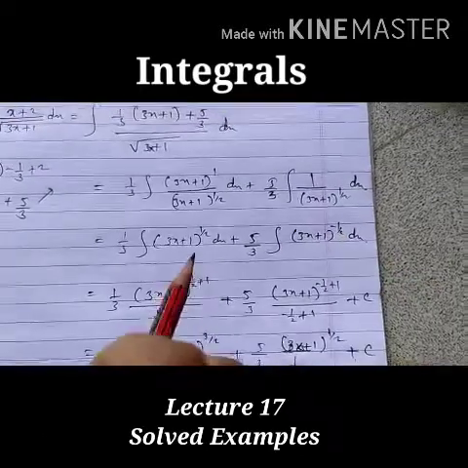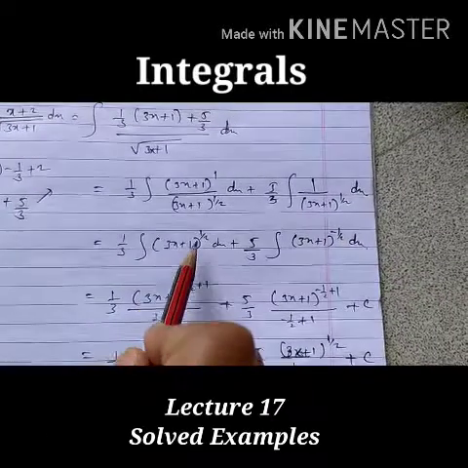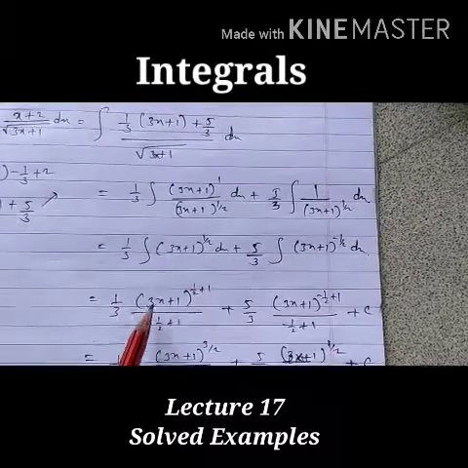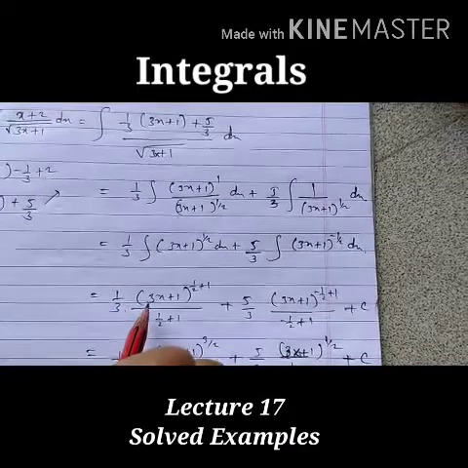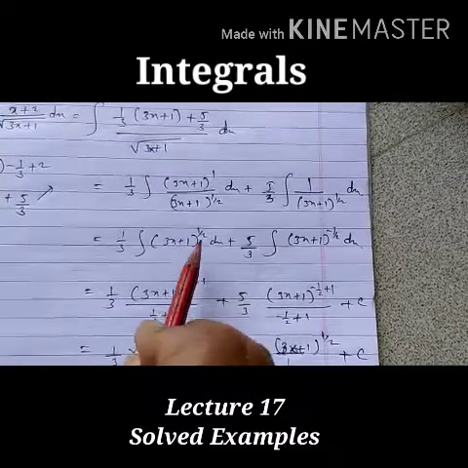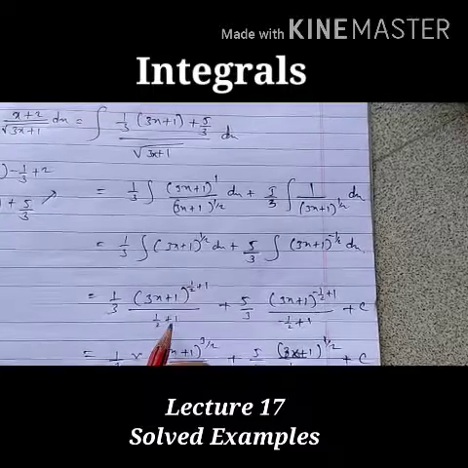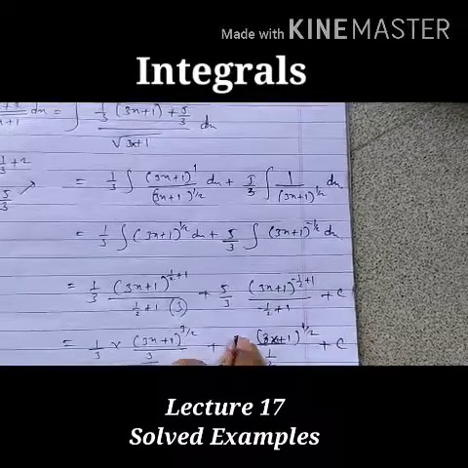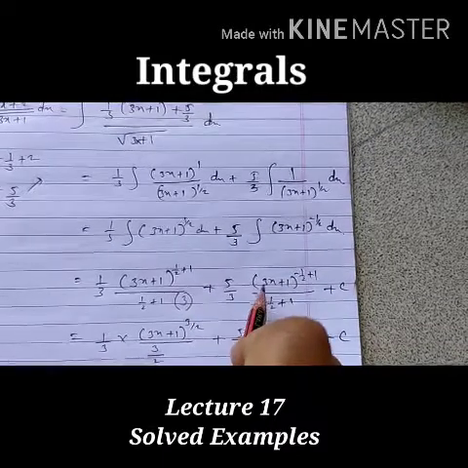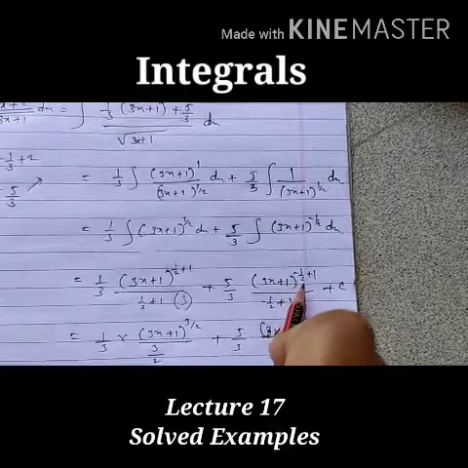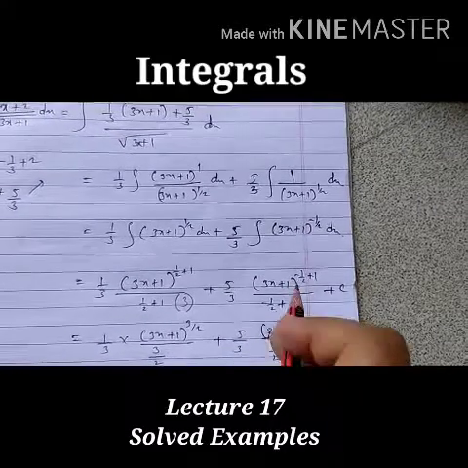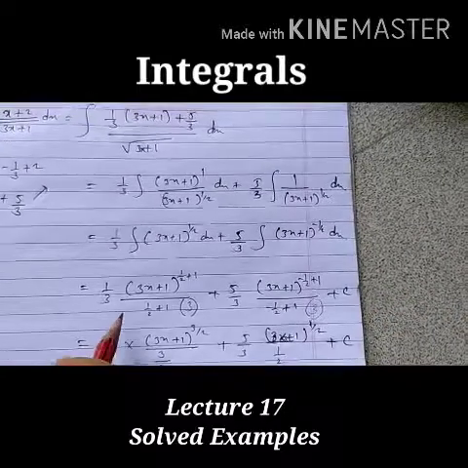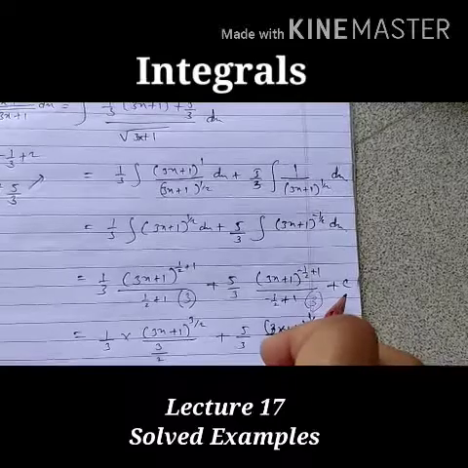Now we'll use the power rule and we'll divide by the derivative of this function. Okay, so 1 by 3, this 1 by 3 as it is. Now (3x plus 1) raised to 1 by 2 plus 1 upon 1 by 2 plus 1, into the derivative of 3x, which will be 3. Okay, now this 5 by 3 as it is, (3x plus 1) raised to minus 1 by 2 plus 1 upon minus 1 by 2 plus 1, and the derivative of 3x plus 1 is 3. Now, in the next step, plus c, that is the constant of integration.